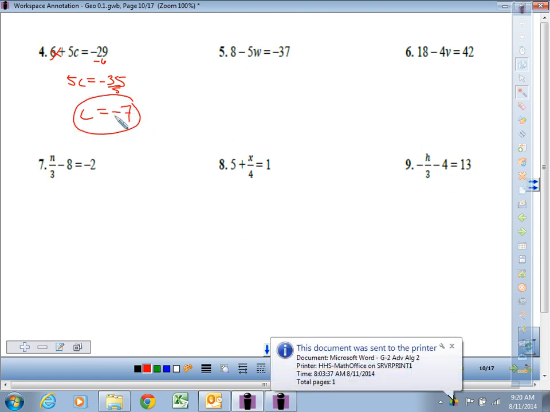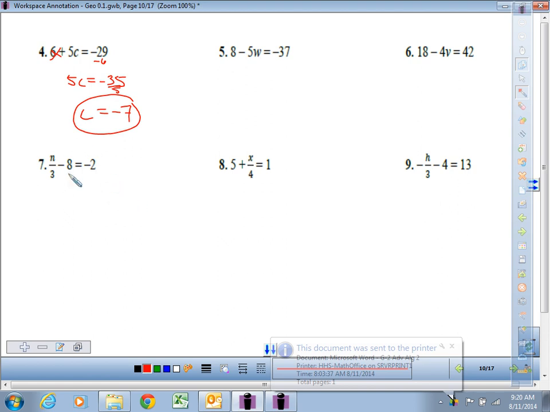Alright. Now, you can go ahead and do 5 and 6 there. I'm going to jump down here to number 7. So if you want to do 5 and 6, pause it. You may. I'm going to go to number 7. So what we have here is now we don't have just a plus and a minus and a multiply. We have n divided by 3. That quantity, we subtract 8 from that, and that equals negative 2.